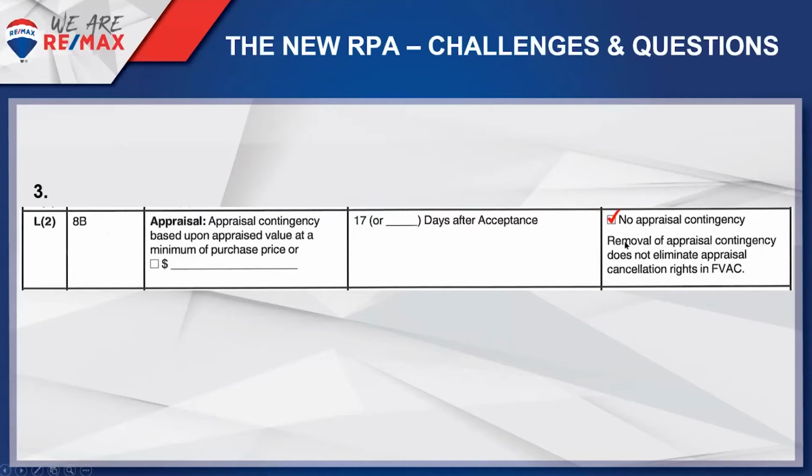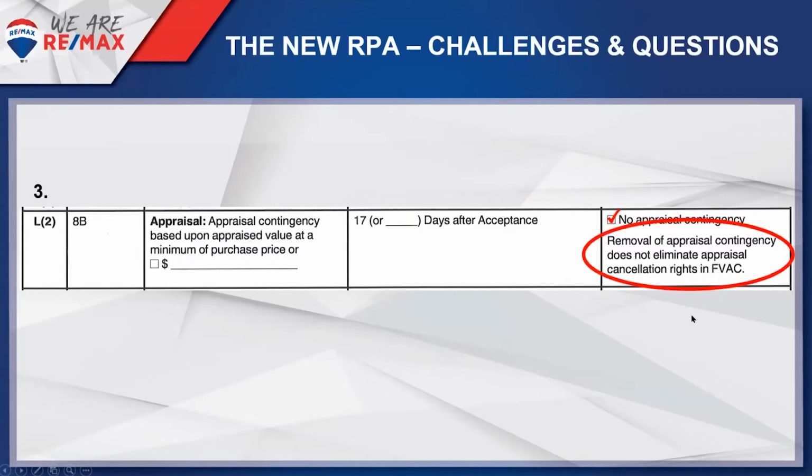Now, you can also have no appraisal contingency, and that is one of 2 contingencies that can be removed on the RPA without a CR being necessary, a contingency removal form being necessary. So the other one is the loan contingency, L1. So either L1 or L2, L2 the appraisal contingency, L1 the loan contingency. There's a box to check if you don't want appraisal contingency, and it's pretty much a done deal.